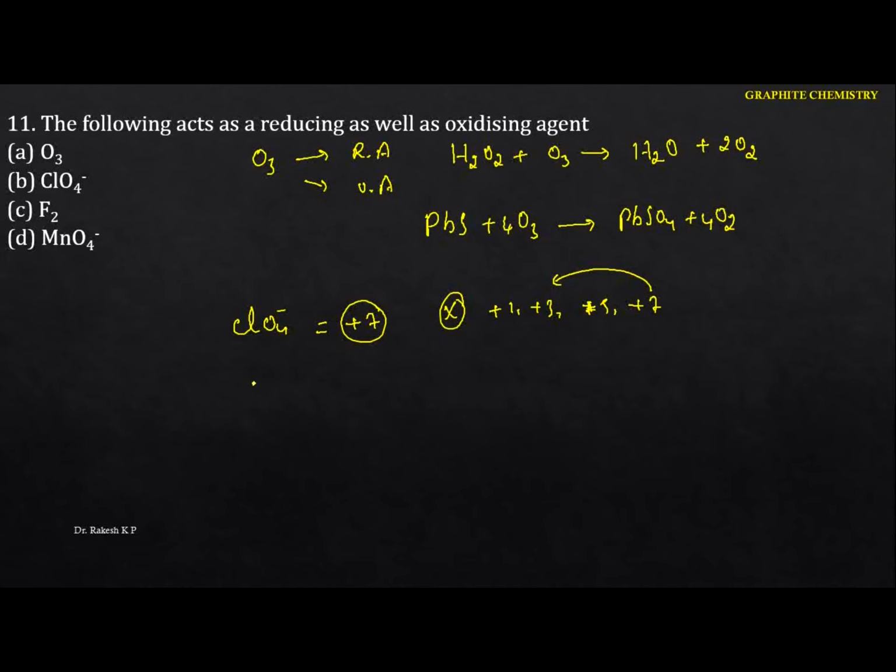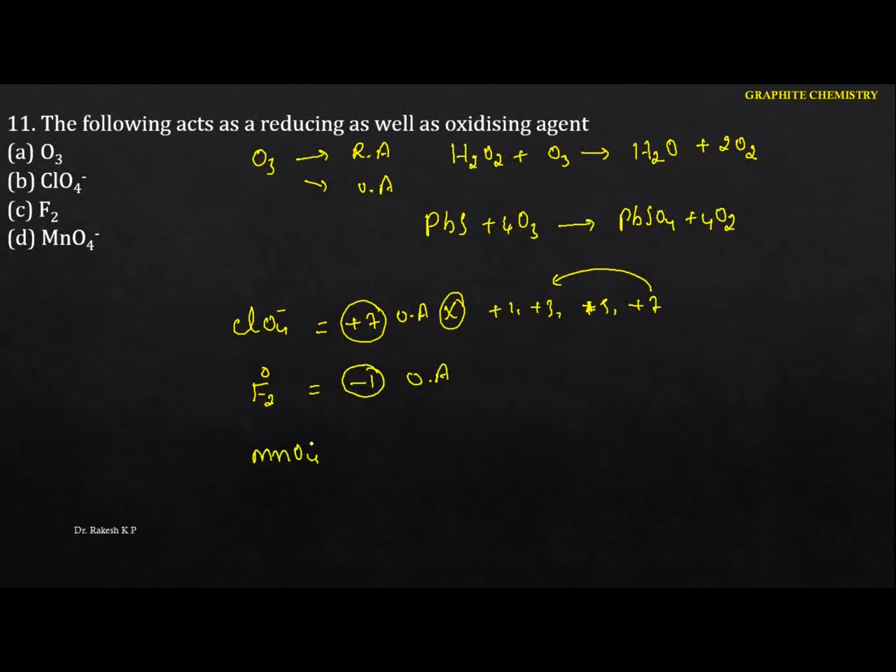Let me go for fluorine here. In the fluorine molecule, the oxidation state will be 0. That means the common oxidation state exhibited by the halogens is -1. Hence they can decrease but they cannot increase. Hence here also what you can identify, they act as an oxidizing agent. Here also the oxidizing agent. So you just go to the next one.